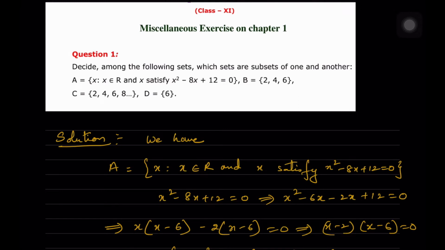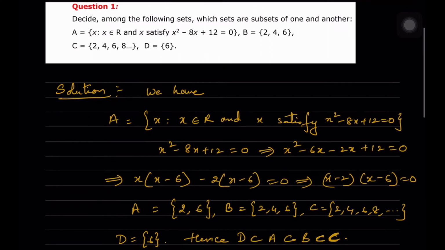So what's given to us? It's given that x belongs to R which satisfies this equation, that is x square minus 8x plus 12 equal to 0. We'll find out the factors of that. Factorizing it, minus 8x can be written as minus 6x minus 2x, and minus 6 into minus 2 will give you plus 12. So here you are getting factors as x into x minus 6 minus 2 into x minus 6 is equal to 0, which implies that x minus 2 into x minus 6 is equal to 0. So therefore A consists of two elements, that is 2 comma 6.